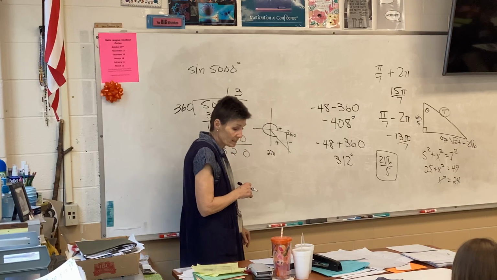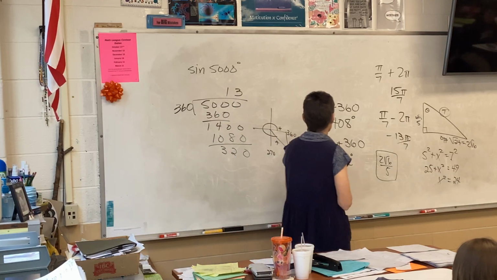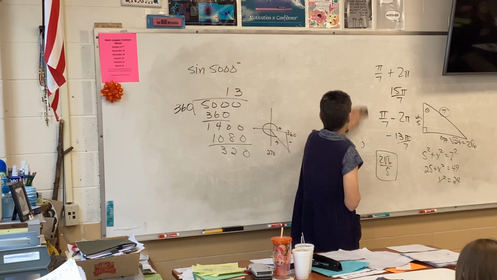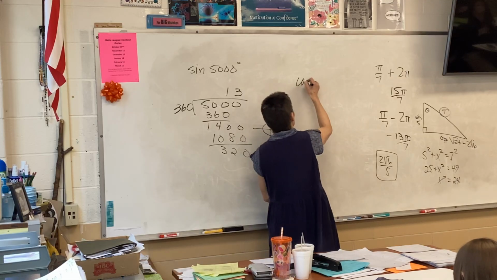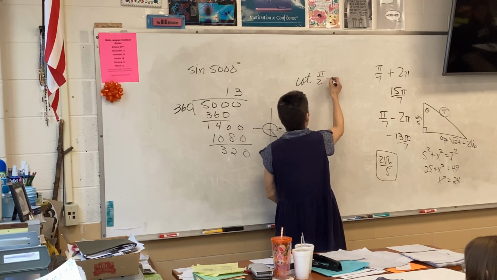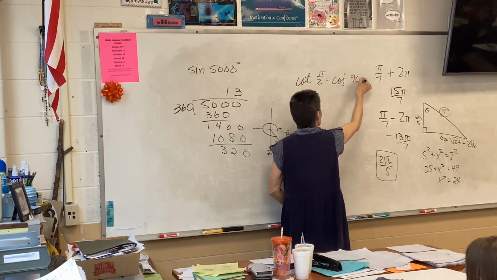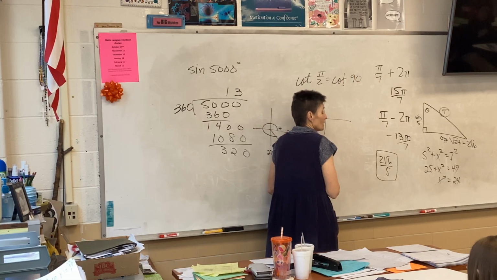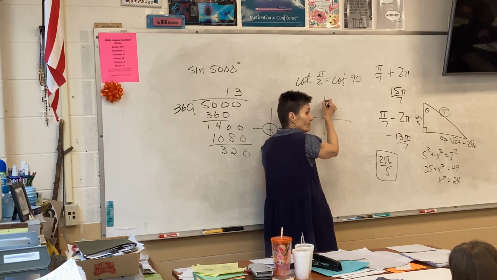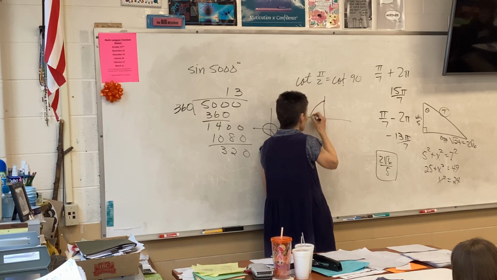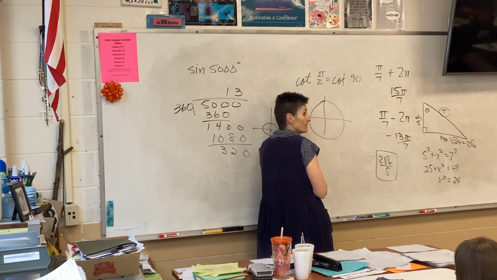All right, cotan pi over 2. What's pi over 2? 90. We're doing cotan 90. So 90 is right here. You've gotta do a circle because I can't make a triangle.